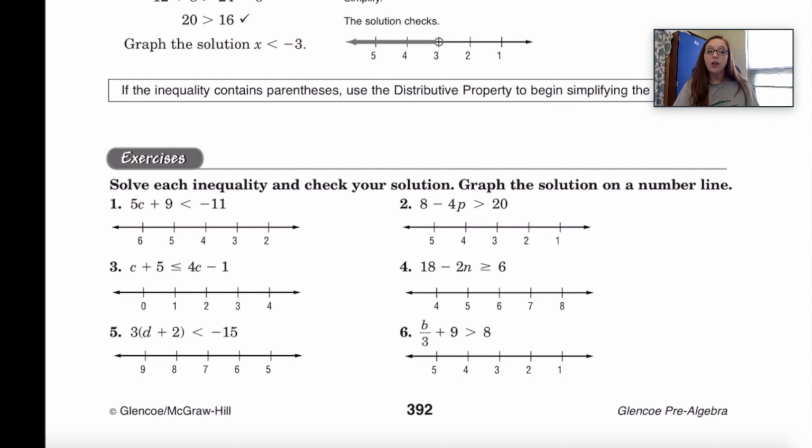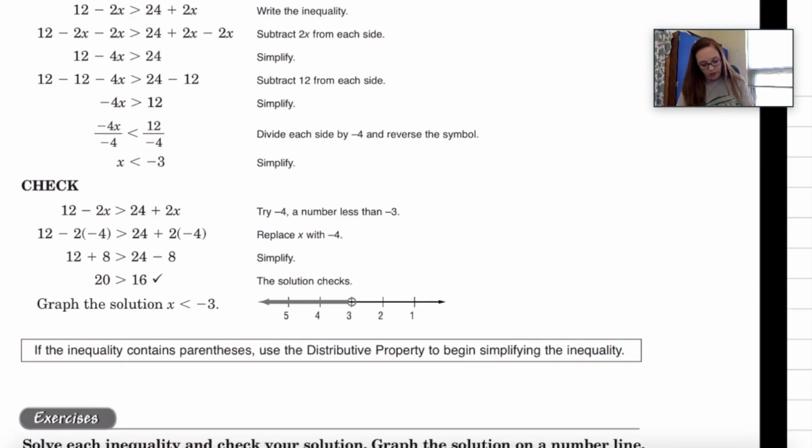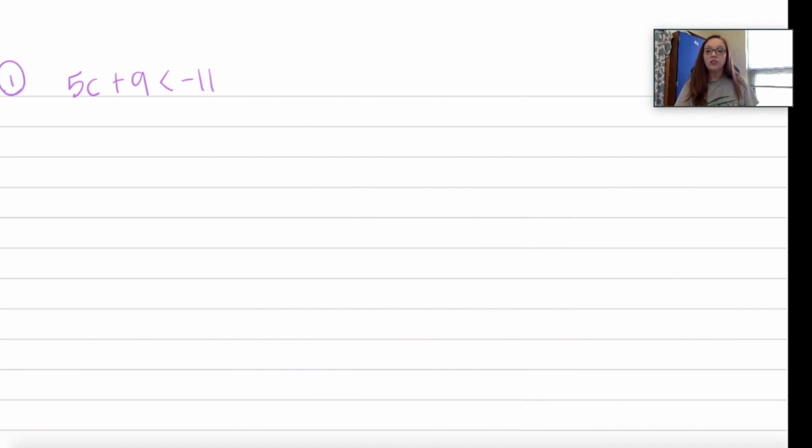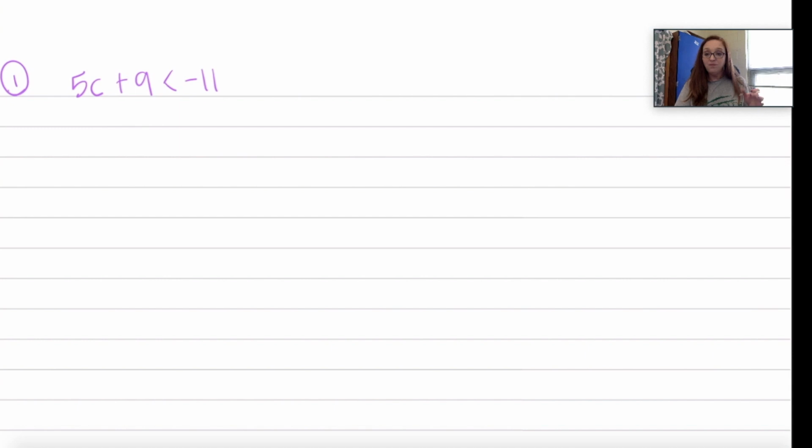So we're going to look at number 1. It says 5c plus 9 is less than negative 11. So let's write that down on our paper. Make sure I wrote that down correctly. Negative 11, yes. Okay, and that's number 1. So again, start off by solving it just the same as you would solve an equation. So we're going to start off by subtracting 9 on each side.